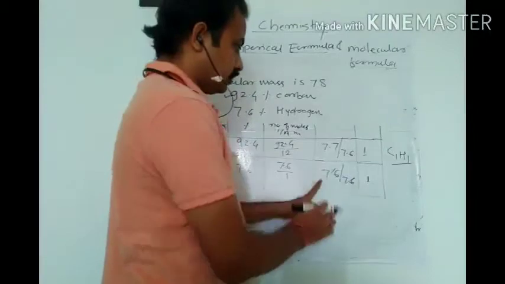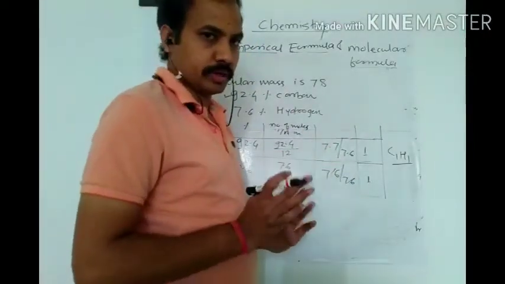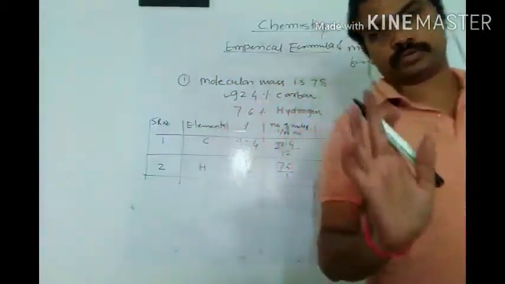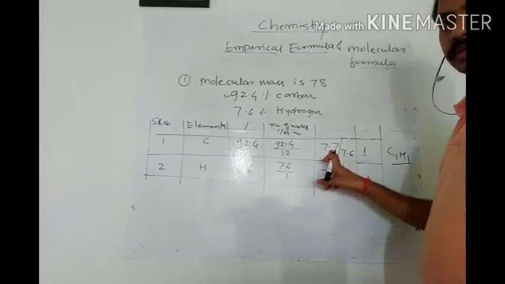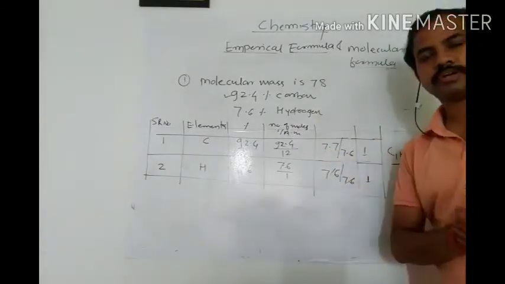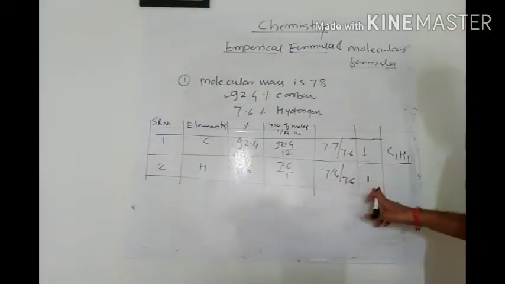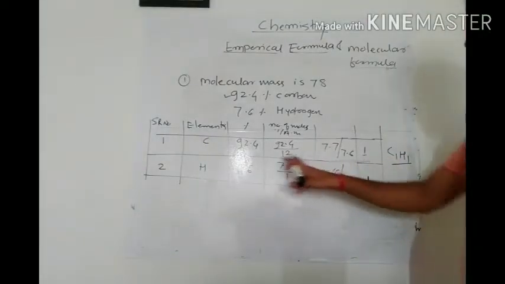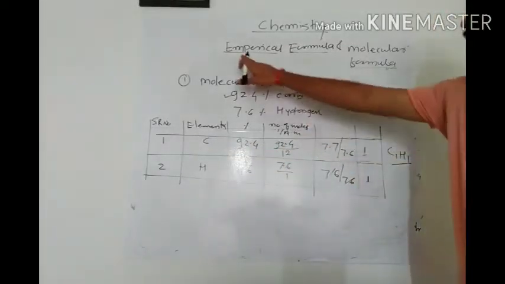Here I just have to identify the minimum value out of these two and divide both terms by this minimum value. It is observed that 7.6 is the minimum, so I divide both terms by 7.6. It becomes 1 point something, and by the rounding off principle I get this as 1, and the other is 1 by default. So based on these values I can write C1 and H1. This is your empirical formula.